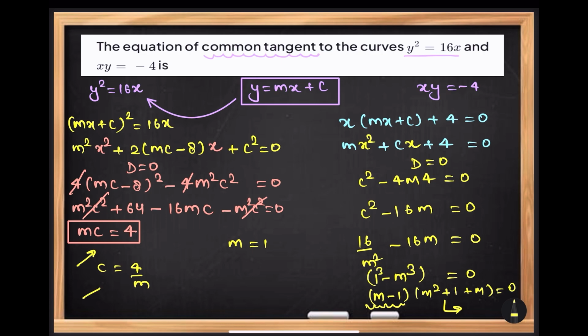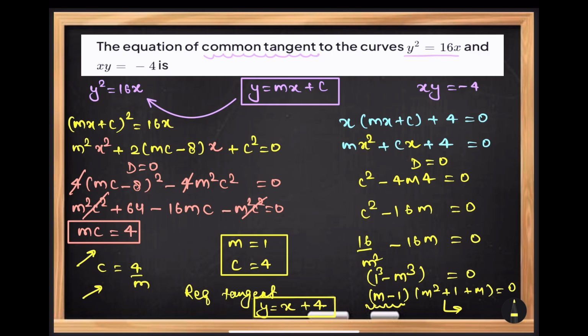If m is 1, what will c be? c will be equal to 4. So we got the values of m and c. Therefore, the required tangent is y = mx + c. Just substitute the values of m and c, and we get our desired tangent. I hope the idea is clear.